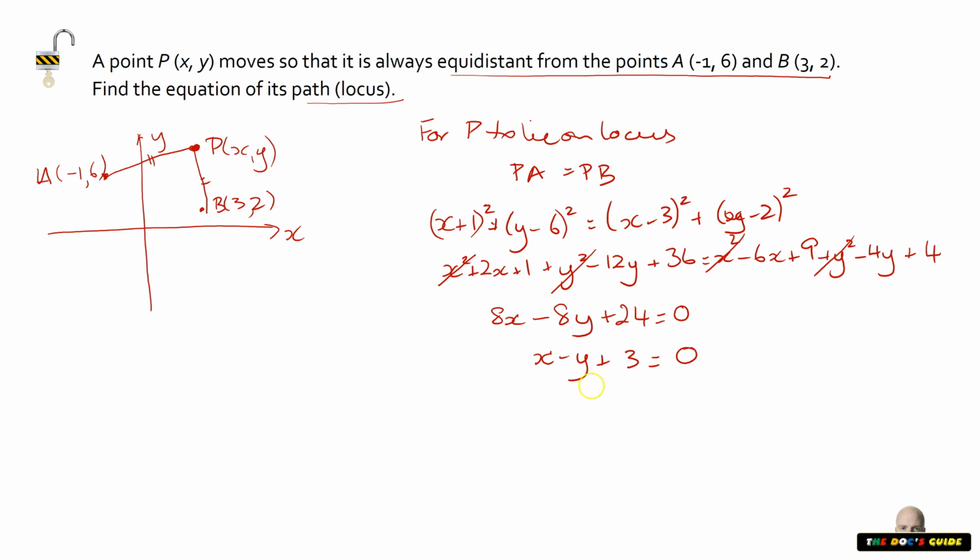So what we can see is that the locus is a straight line, and that straight line, if we think about it, has to be the perpendicular bisector of the line joining A and B. So if we found the midpoint of A and B, and we found the slope of the line AB, then we're talking about the line which is perpendicular to that. So P has to lie somewhere along this perpendicular bisector.